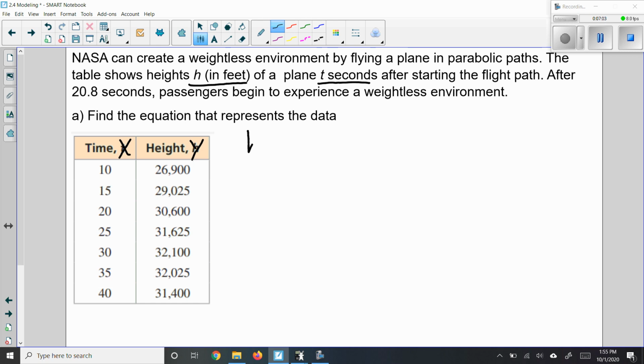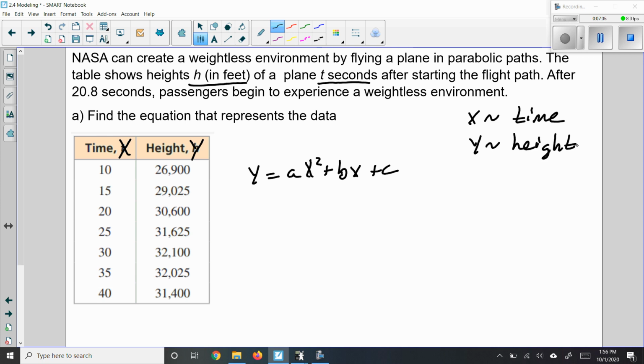So I am going to say that h equals at squared plus bt plus c. Now this is the same as saying y equals ax squared plus bx plus c, so just for simplicity's sake, let's write it like that. So x is going to be the time, and y is going to be the height. So we can put these values into our regression equation.